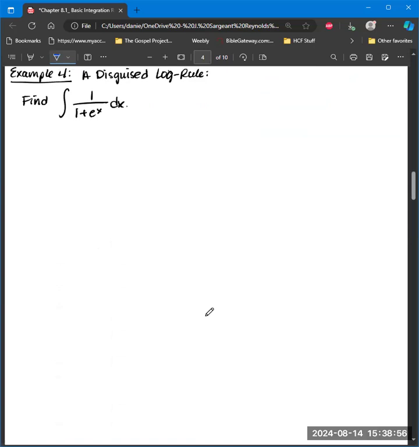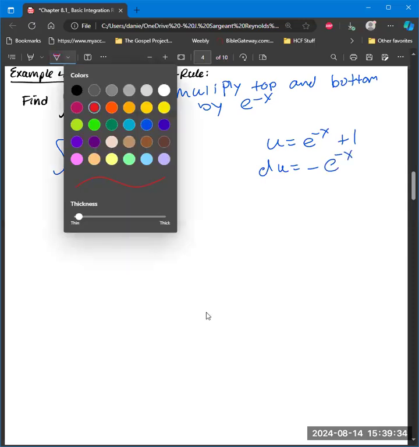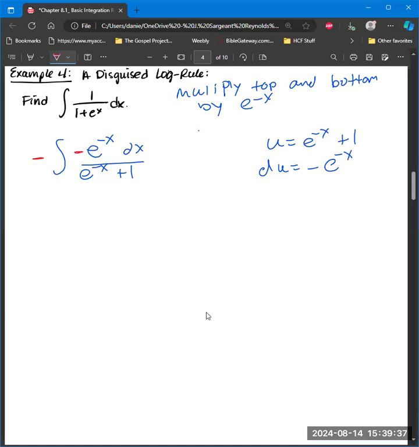All right. Now we have a log rule in disguise because we need to integrate using an integration factor. We're going to multiply top and bottom of the fraction by e to the negative x. And that's going to change this into e to the negative x dx over e to the negative x plus 1. Now our u is e to the negative x plus 1. Our du is going to be a negative e to the negative x. So we need a negative e to the negative x.